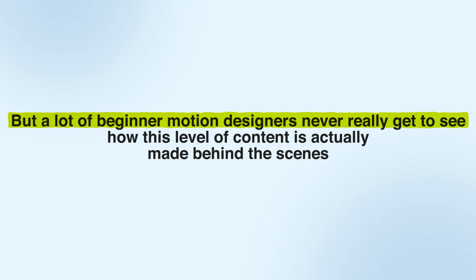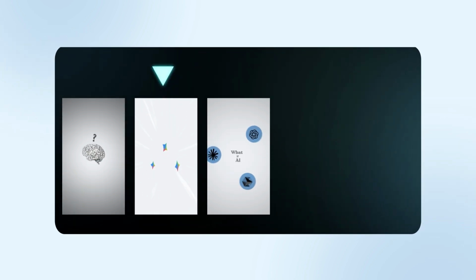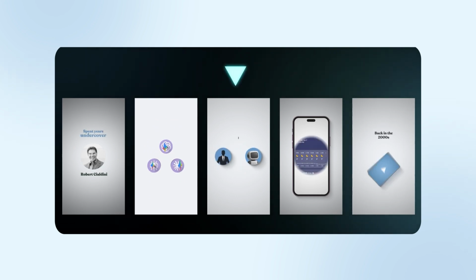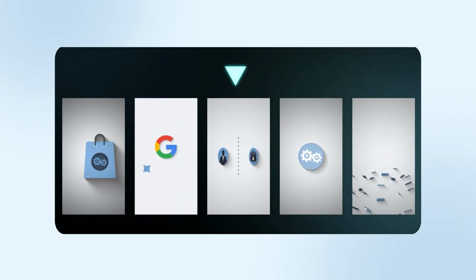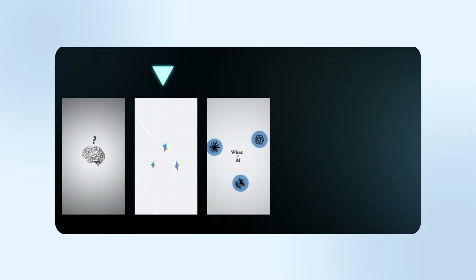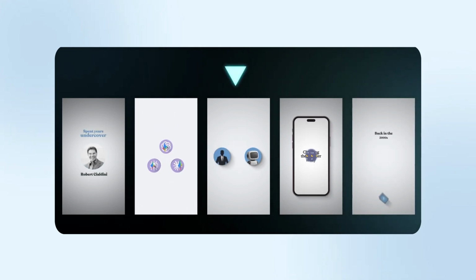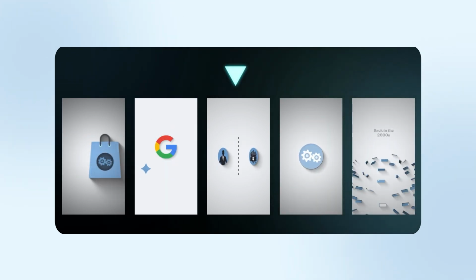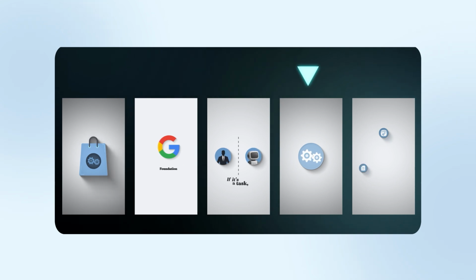So I decided to put together 5 full After Effects projects inspired by the style of content used by creators like Greg Isenberg and Dan Koh. Not just templates, actual editable project files where you can study the workflow, animation pacing, composition structure, typography, transitions, and how premium motion content is built from start to finish.